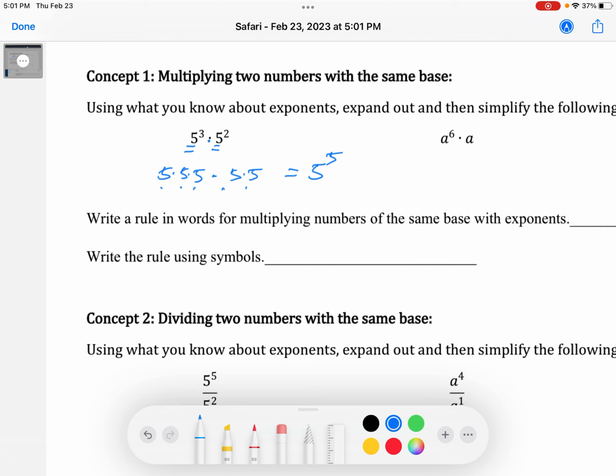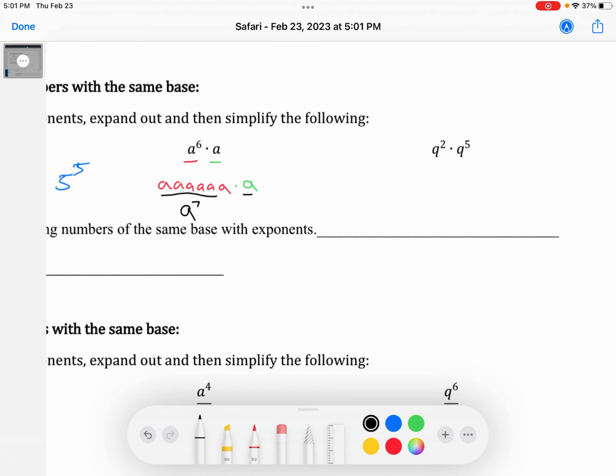Same thing with this one. Let me color code this just for fun. A to the 6th means 1, 2, 3, 4, 5, 6 A's. This one is A. And so how many A's do I have? I have A to the 1, 2, 3, 4, 5, 6, 7, A to the 7th. This one, Q to the 2nd times Q to the 5th, Q, Q, Q, Q, Q, Q, Q, and that's going to be Q to the 7th.